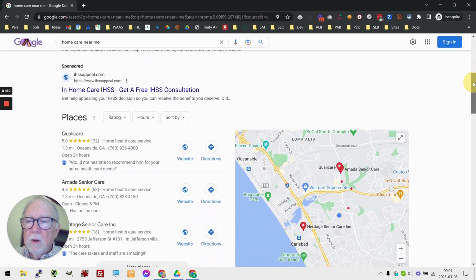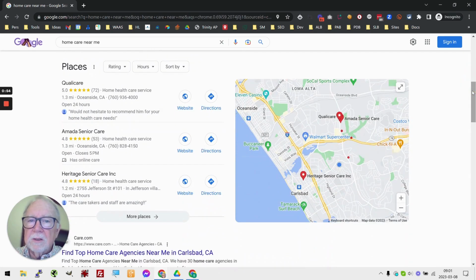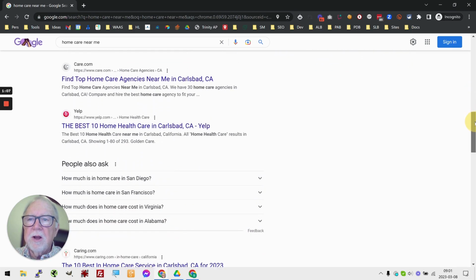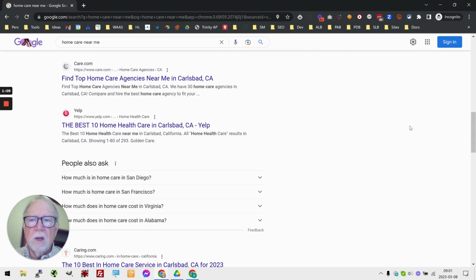The second one is called places. And this is what very often people call the local pack. We'll come back to this in a moment because we're going to talk about aspects of this. And then finally, the section after the local pack is what is called the organic results. These are almost always going to be dominated by directories that have paid a lot of money to get in here instead of you and your company. So Care.com, Yelp, Caring.com, and others.